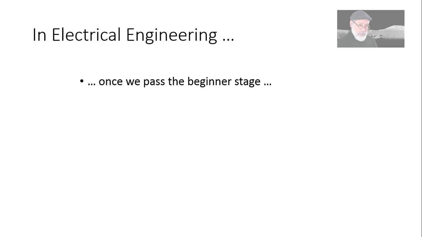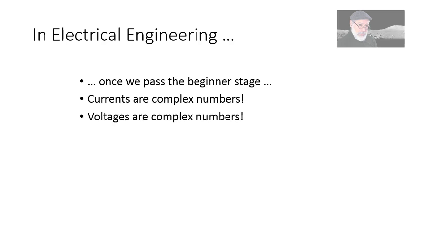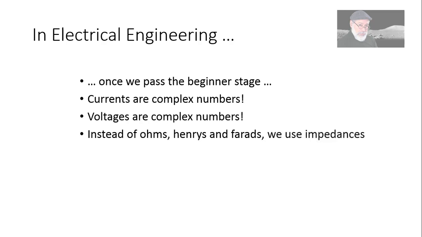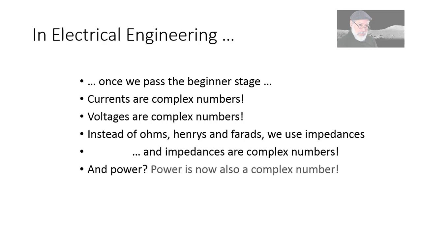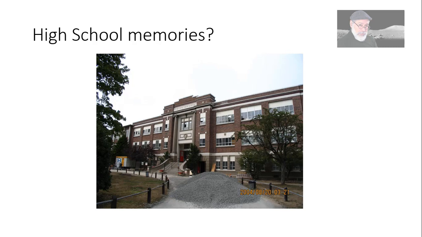Once we pass the beginner stage where we were last term, everything is a complex number: currents and voltages. Instead of ohms, henries, and farads, we will use impedances, and impedances are, you guessed it, complex numbers. What about power? Well, power is now also a complex number.